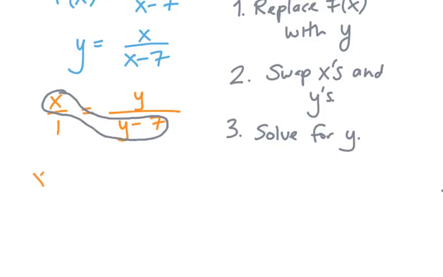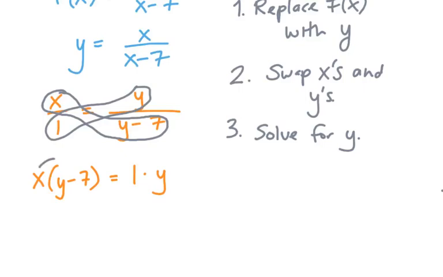When I cross multiply, I'll show some steps here. I'm going to be multiplying x times the quantity y minus 7, and then I'll just be multiplying 1 times y. So I like cross multiplication as a first step towards solving because right away we get rid of the fraction feel, which is kind of nice. I'm just going to distribute now on the left-hand side to get xy minus 7x, and that's equal to y.